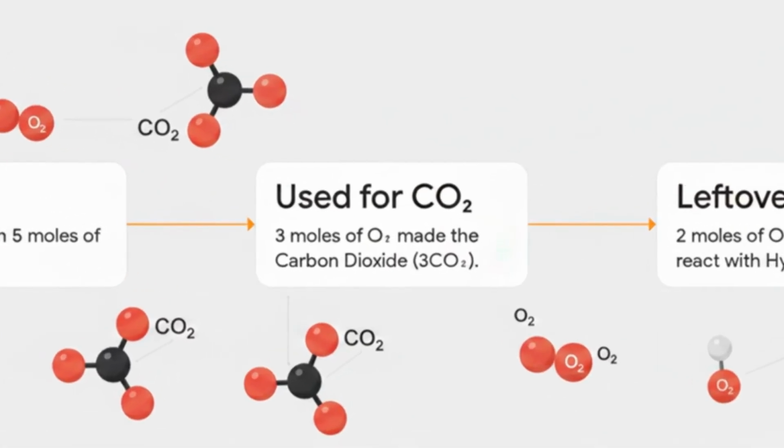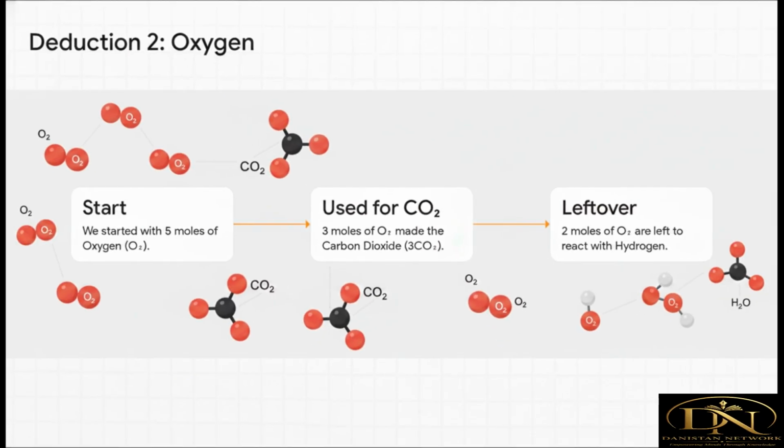Now let's track the oxygen. Our ratio told us 5 moles of oxygen molecules were used in total. We already figured out we made 3 moles of CO2, which accounts for 3 of those moles of O2. So we started with 5, we've used 3. Where did the other 2 moles of O2 go? Well, they must have reacted with the hydrogen to form water.